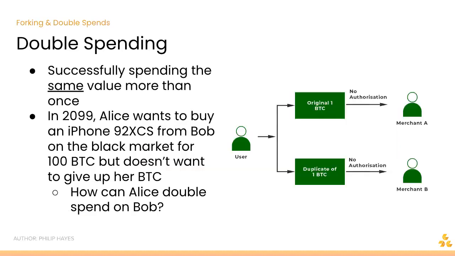Okay, so now we're going to be talking about double spending. We talked a little bit about this in our very first lecture. This is essentially successfully spending the same value of Bitcoin more than once. So let's just say hypothetically, in the year 2099, Alice wants to buy an iPhone 92 XCS from Bob on the black market for 100 Bitcoin, but she doesn't want to actually give up her 100 Bitcoin. So what's one way that Alice can double spend on Bob?